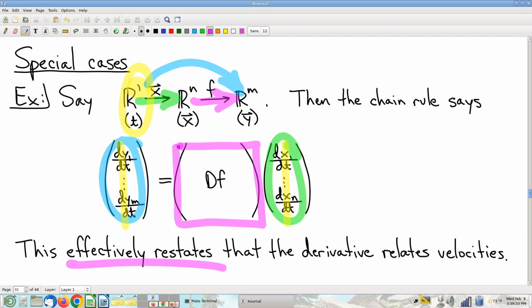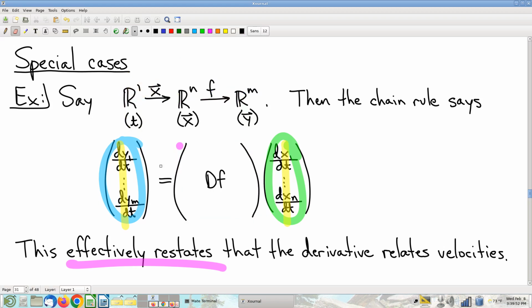This is one of our initial interpretations of the derivative matrix. So what's kind of cool about this is that we can now interpret that as a special case of the chain rule, if you choose to think of it that way. Some people like to think of it this way. Whatever. It's all good.